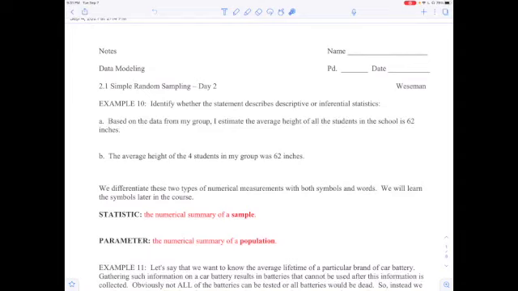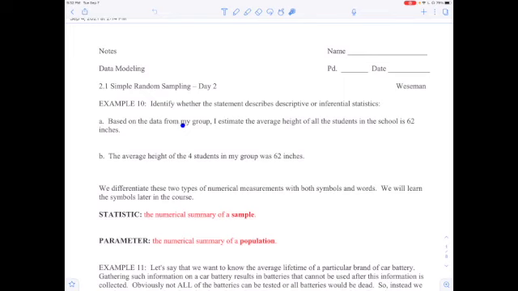Hi everyone, today is simple random sampling day 2. And in example number 10, it says identify whether the statement describes the descriptive or inferential statistics.